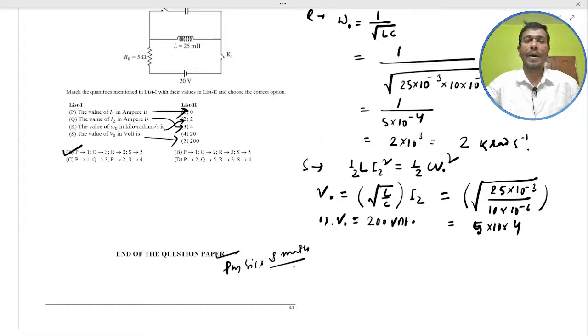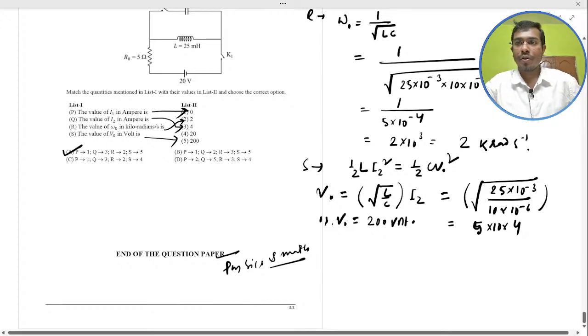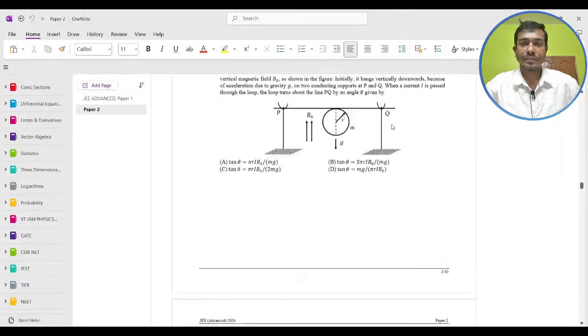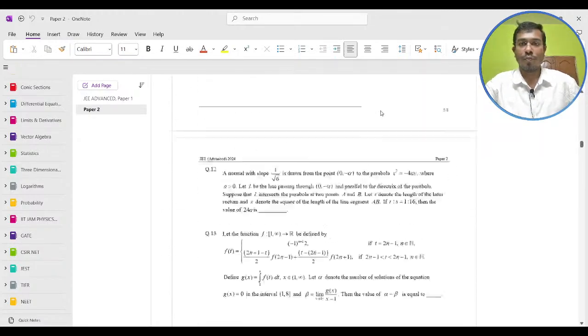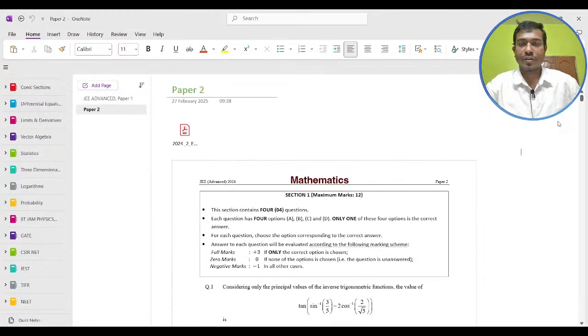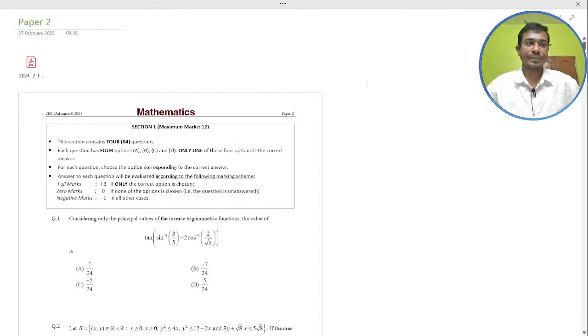Paper 2, JEE Advanced 2024, conducted by IIT Madras. Paper 2. First one is mathematics. Section 1, maximum marks 12. Only one option is correct, MCQ. First question.